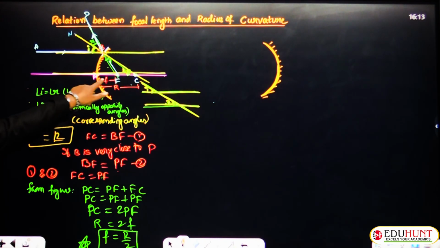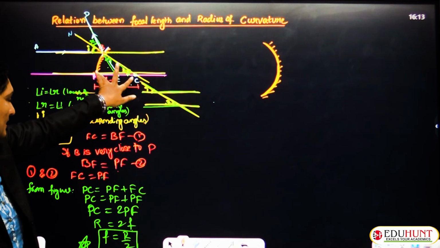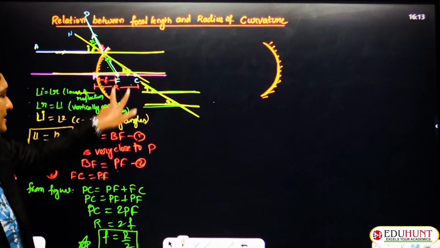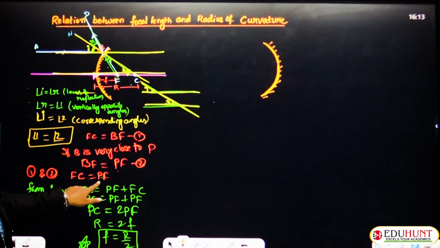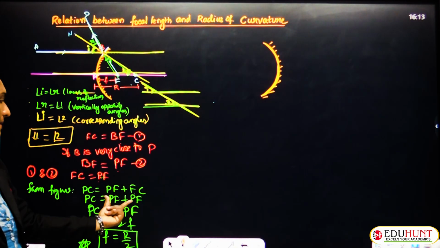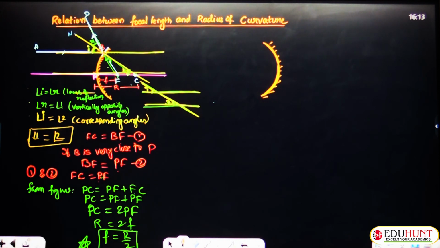Now if you observe the picture carefully, PC can be written as PF plus FC. But just now we wrote that instead of FC we can replace it with PF. So PF plus PF indicates 2PF. So PC is equal to 2PF.